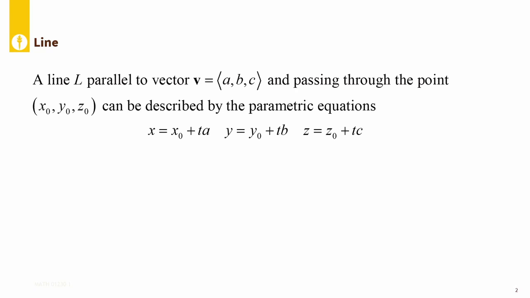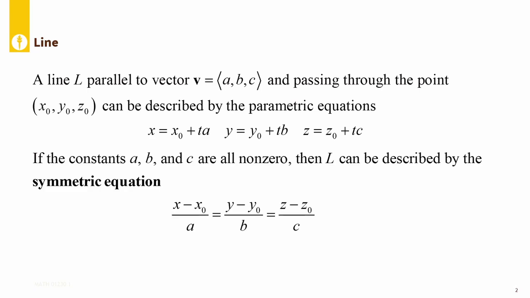As long as all of your constants, a, b, and c, are non-zero, we can also write the line using its symmetric equations. x minus x0 over a equals y minus y0 over b equals z minus z0 over c. Right, we just solve for t.